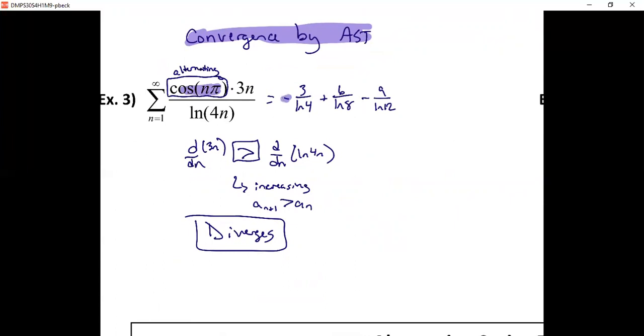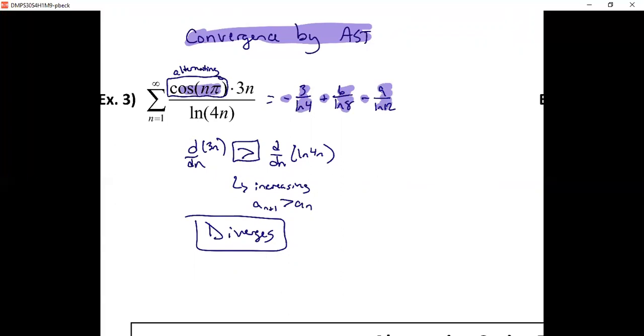If we plug in 2, cosine of 2 pi is +1. Plug in 3, cosine of 3 pi is -1. So that's what's creating our alternating. Now, if we plug in numbers, we have 3 over the natural log of 4, 6 over the natural log of 8, 9 over the natural log of 12.